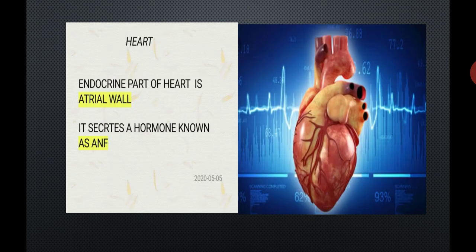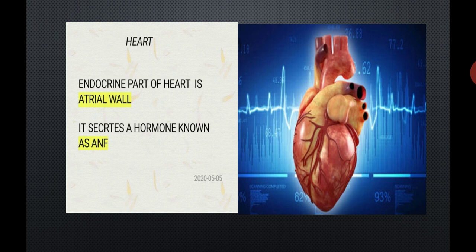Start with the third diffuse endocrine gland, the heart. The endocrine part of the heart is the muscles of the arterial wall. So the muscles of the arterial wall are endocrine in function. Students, remember, here the muscles of the arterial wall perform the function of endocrine, because they secrete a hormone called ANF.